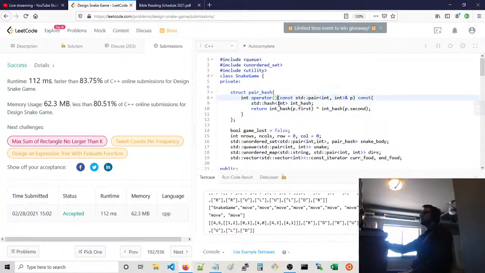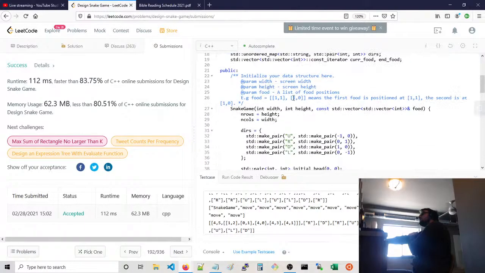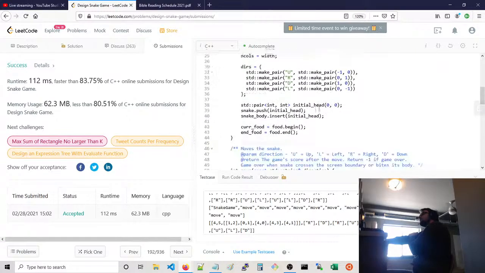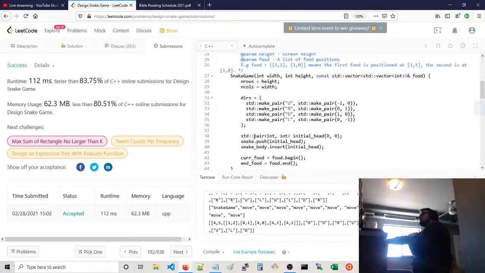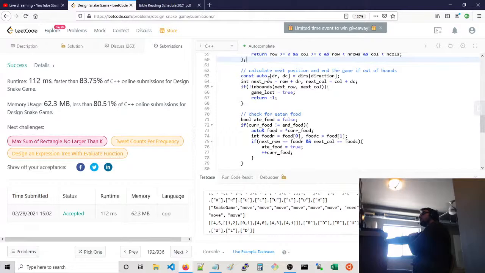and it takes a pair to create the hash, right? So that's pretty neat. Yeah, you can map right directions, strings to directions. Have a snake body, number of rows, number of columns, determine whether the game has been lost, an inbounds check, update their directions to get the next row, next column.